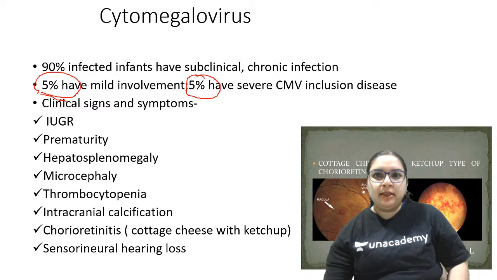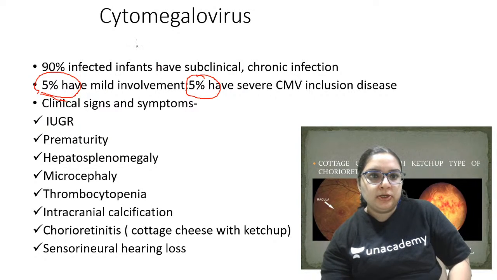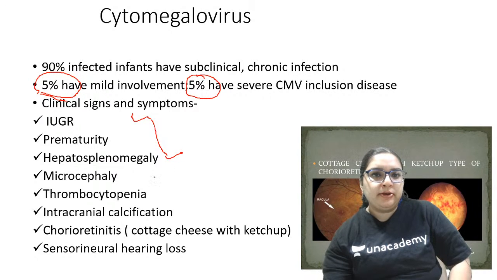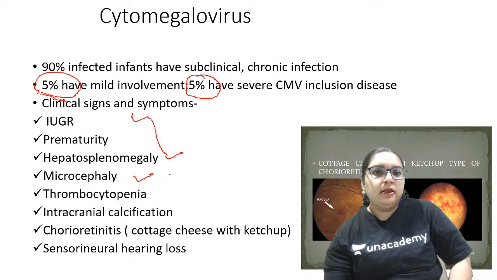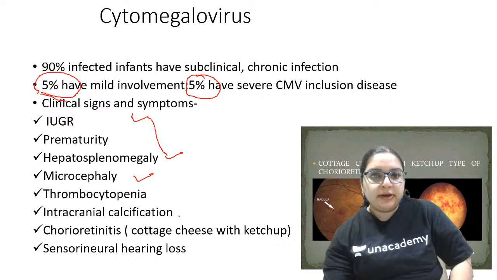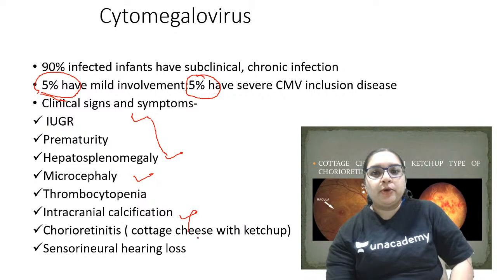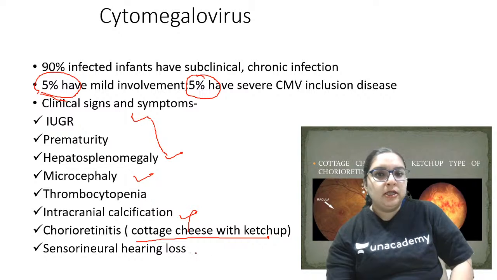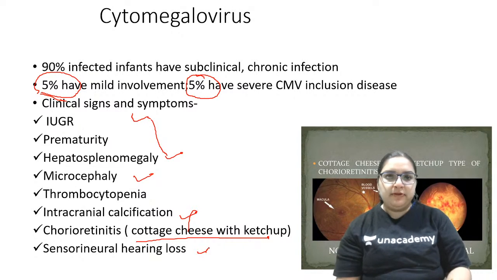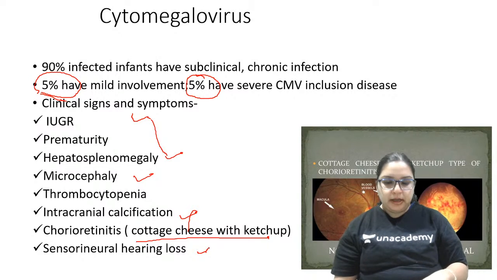So there will be one thing, that is a small child, a premature child. Again, hepatosplenomegaly is common, okay, right? Microcephaly is there, thrombocytopenia, intracranial calcification with a chorioretinitis, that is cottage cheese with ketchup, and sensorineural hearing loss. So these manifestations are a mixture of what we see in toxo and rubella.